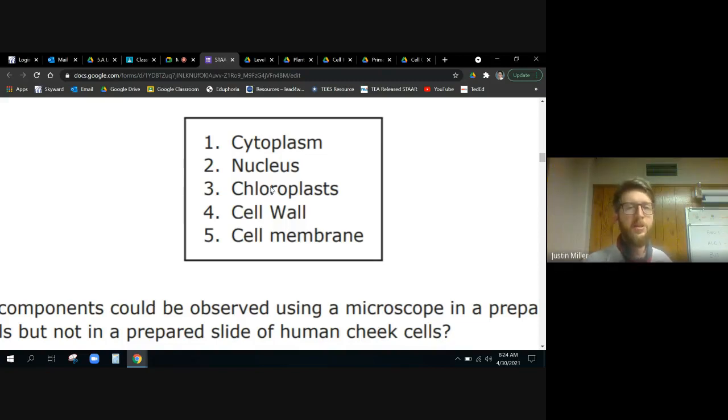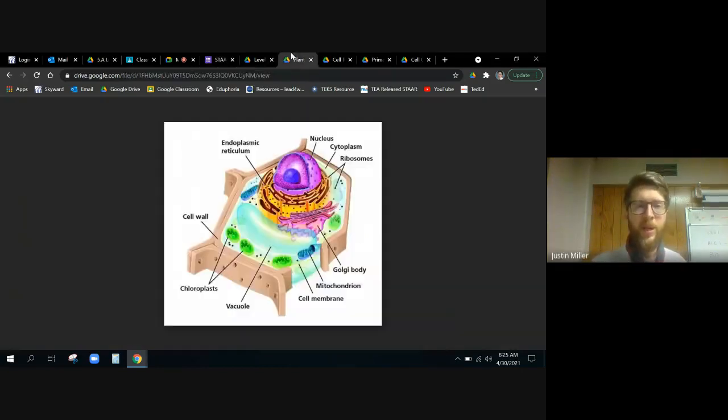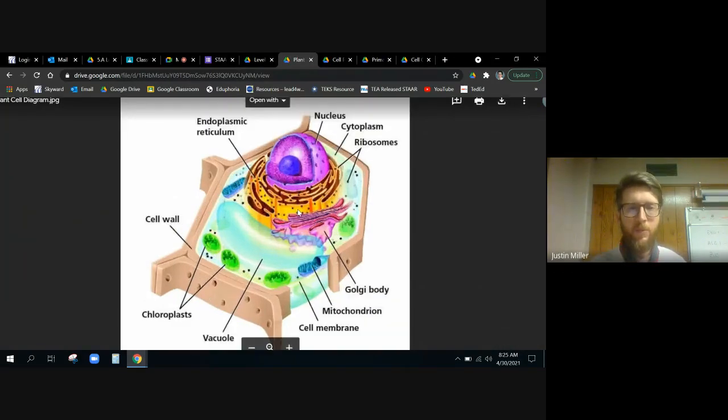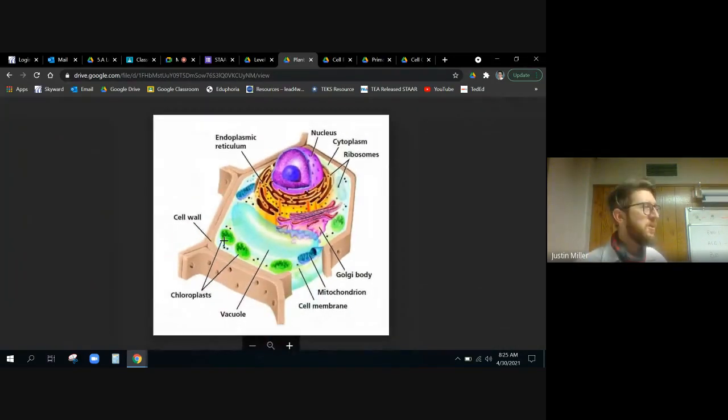What's something else that plant cells have that animal cells don't have? Correct, it's a cell wall. Animal cells don't have a cell wall. So let's look at this plant cell. An animal cell looks just like a plant cell, except for those two things I just mentioned. This is what you need to remember. Please remember this. The only difference between animal cells and plant cells are two things.